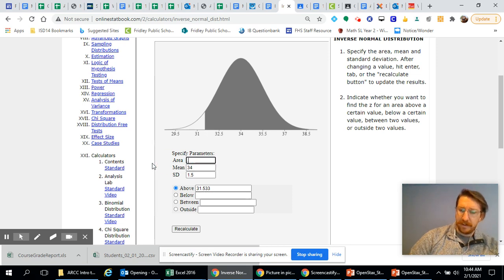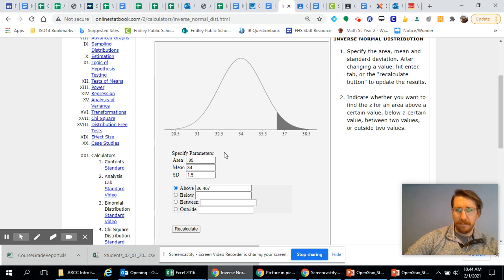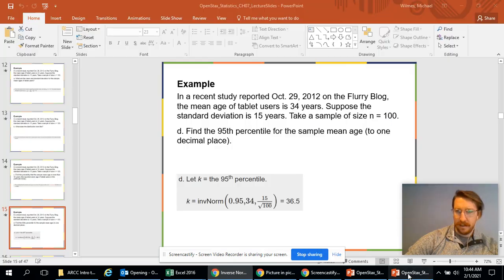So to find the 95th percentile, we actually have to do the opposite. We have to type in 0.05. It's going to give us this value here on the right-hand side that would be higher than 95% of the rest of our data. So 5% is on this little tail. So you have to kind of mess around with that. And remember that 95th percentile means we're looking for the higher score. So 36.467. And there we go. They rounded it to 36.5.